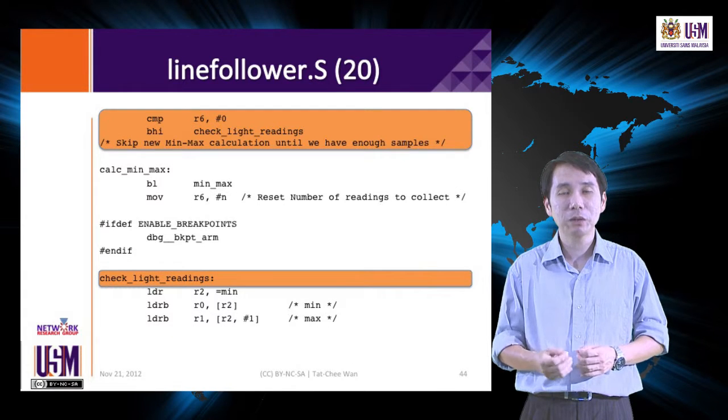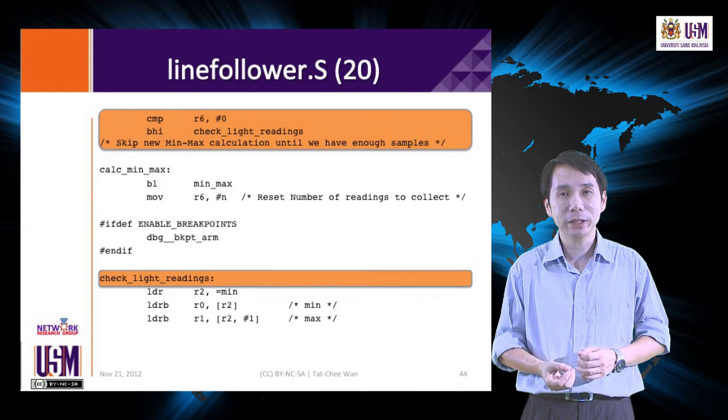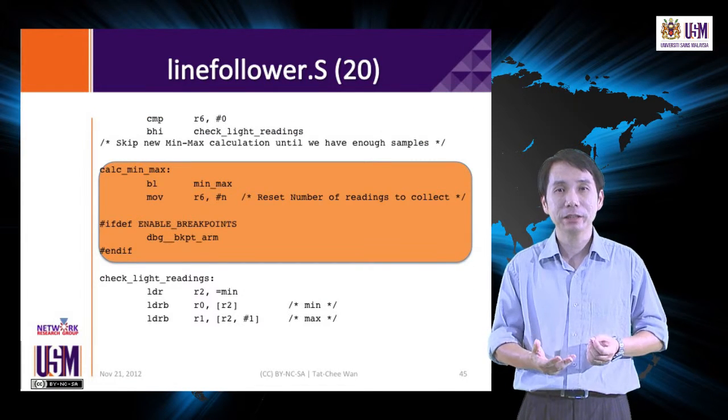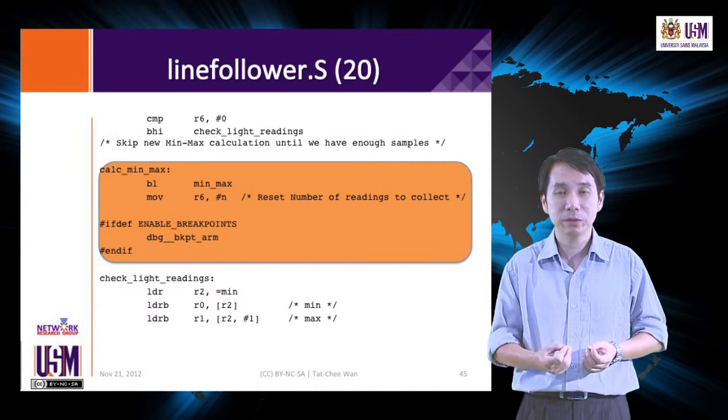Now, as long as the number of readings that we have collected is less than the size of the array, we will not try to update the minimum and maximum values. Instead, we will skip the min-max algorithm and continue to perform the other tasks of the robot. Once we have collected enough readings, we will call the min-max subroutine to confirm the values for minimum and maximum for us. We will also need to reset the counter to the original value so that we can collect a new set of readings in future. Finally, we can define a breakpoint here to allow us to inspect the values in the array if we choose.